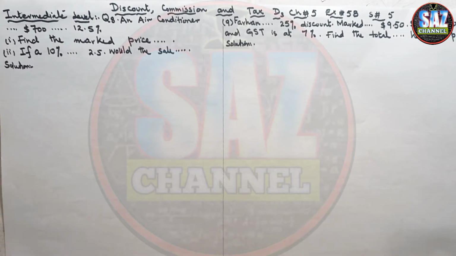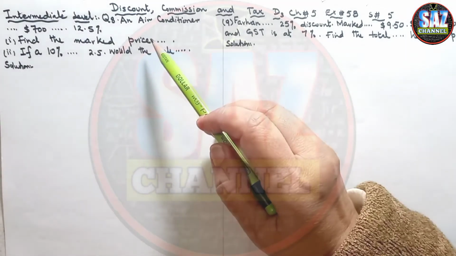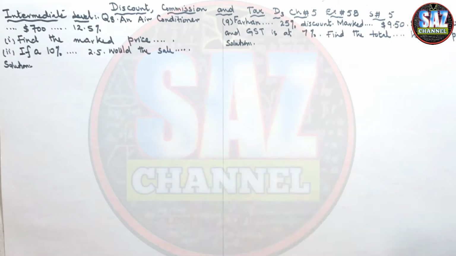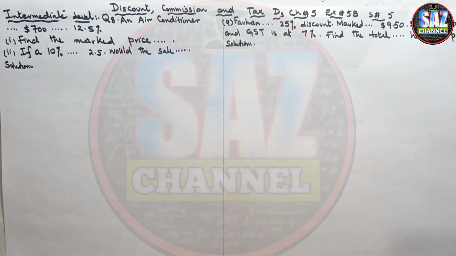This is my fifth lesson of D3, chapter number 5, exercise 5B. The exercise is about discount, commission and different types of taxes. For better understanding of the exercise, it's really important to integrate your lesson with the previous lessons, and you should have a good command of the previous lessons.